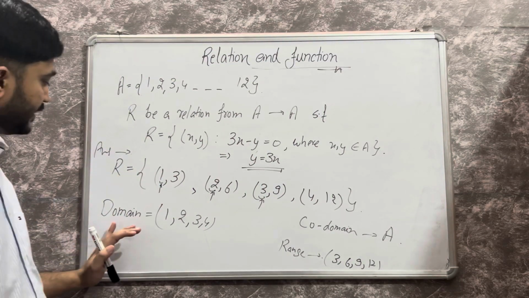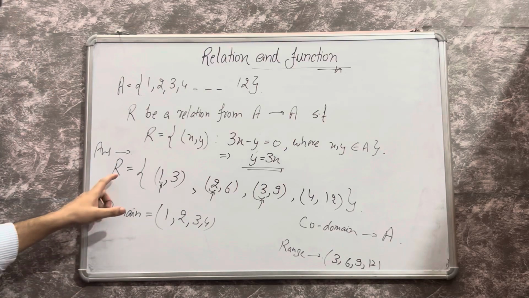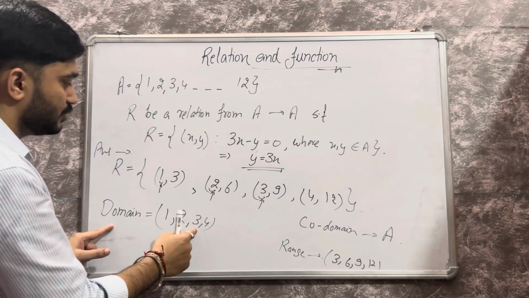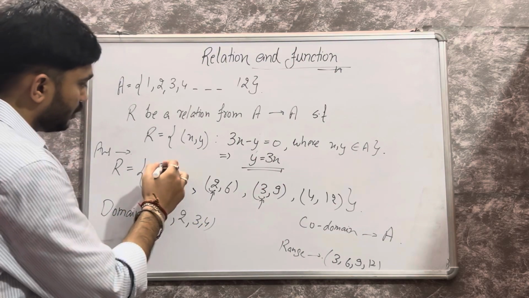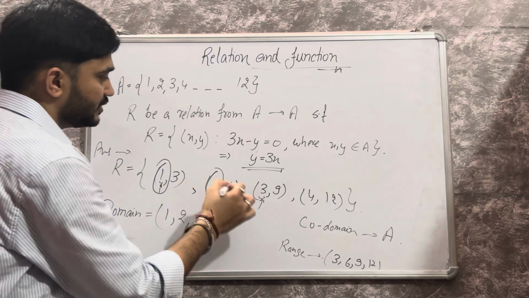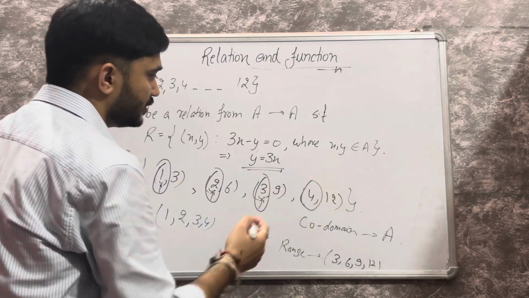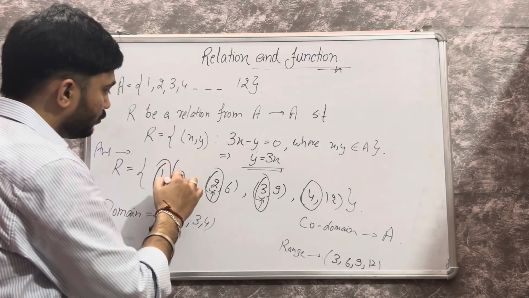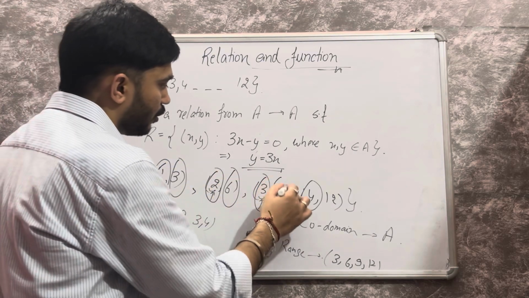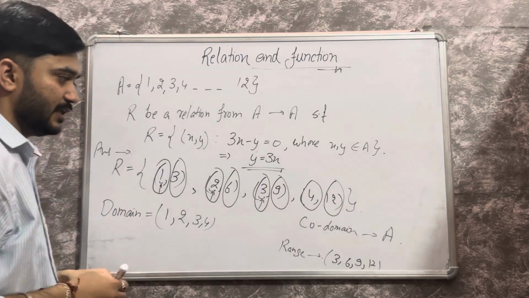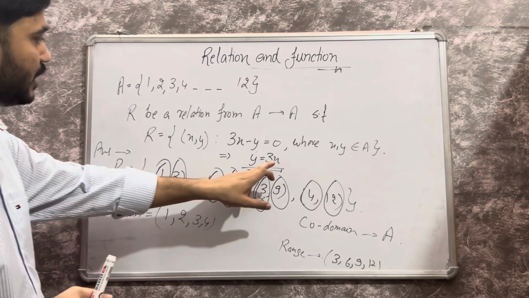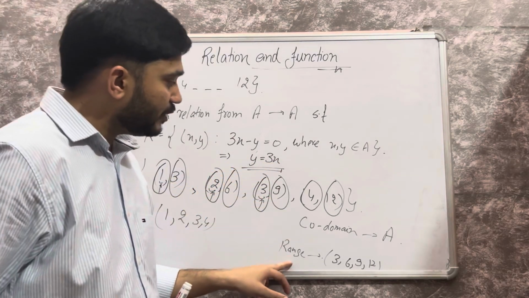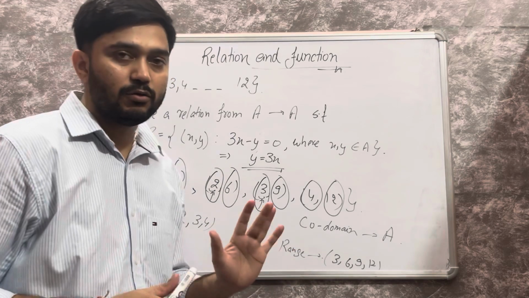Now let us understand this question again. If relation R is given to us, we can write the domain as 1, 2, 3, 4, the abscissa of the elements we have in relation R. And as range, you write the ordinate values of the elements in the relation. Or the input value in any function is known as domain, and the output value in any function is known as range. Any doubt?